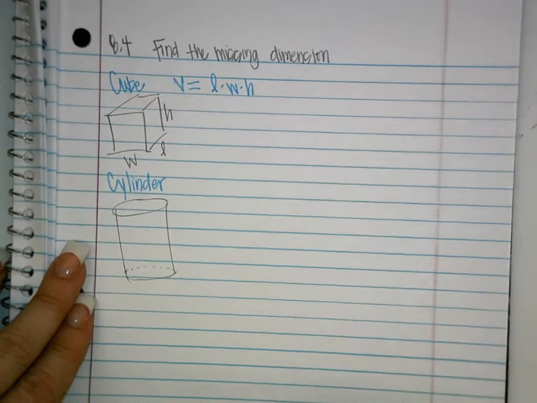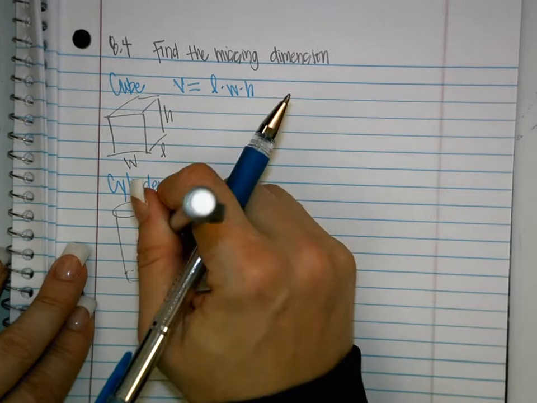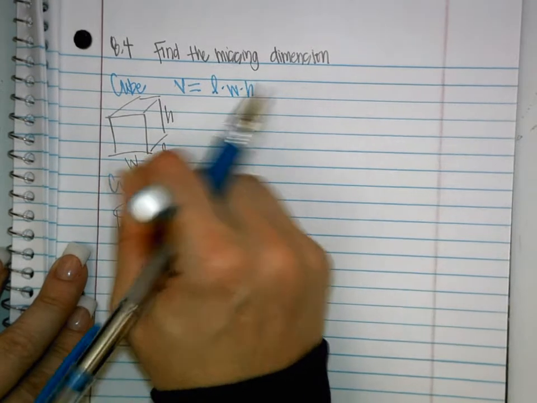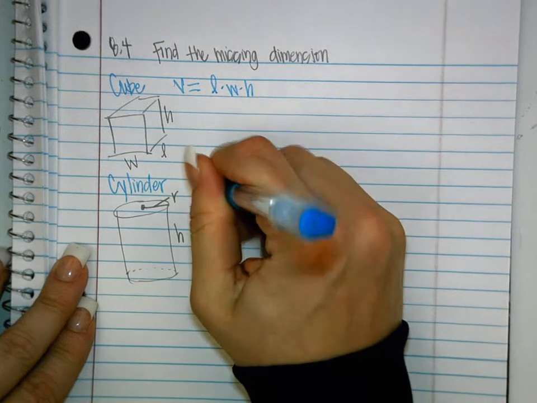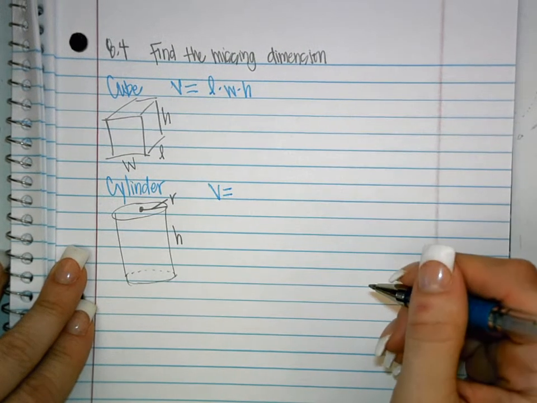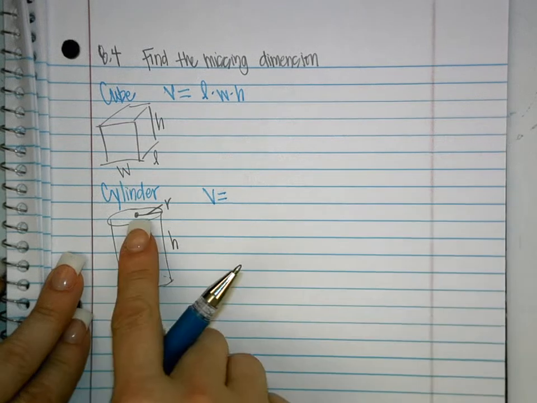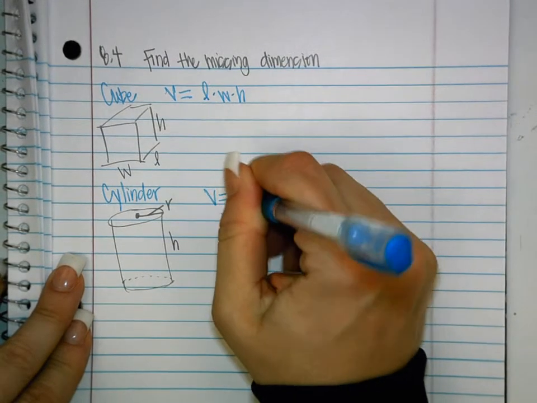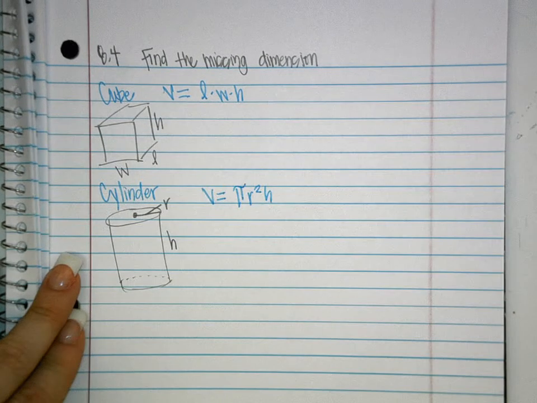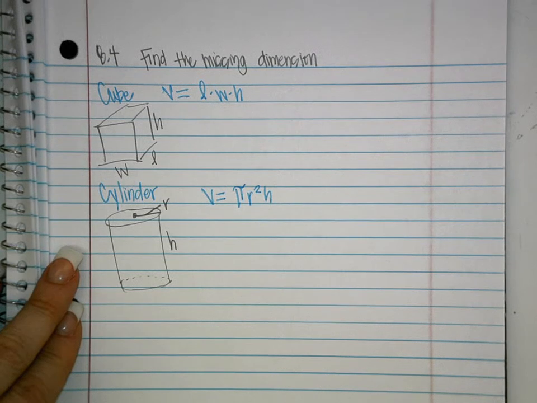So, what are the parts that we need to know on a cylinder to be able to find its volume? Radius. We need the height and the radius. Okay, what's the formula for volume of a cylinder? Since it has a circle on the top, you know there's going to be a pi in there somewhere. Pi r squared times h. Do the best you can on the shapes.